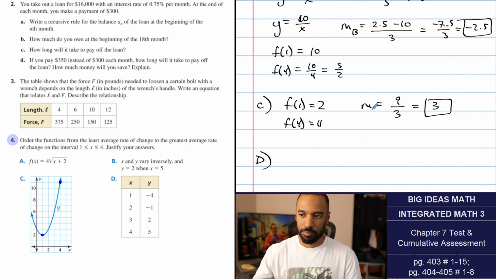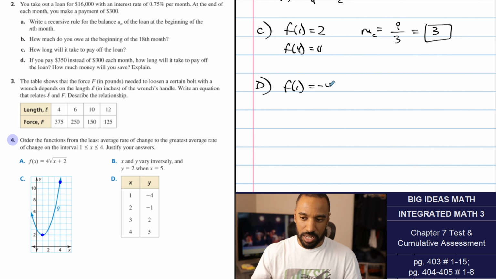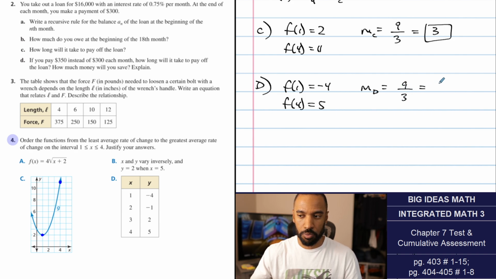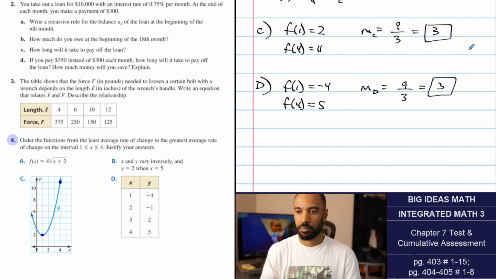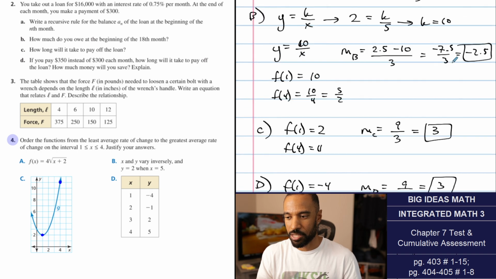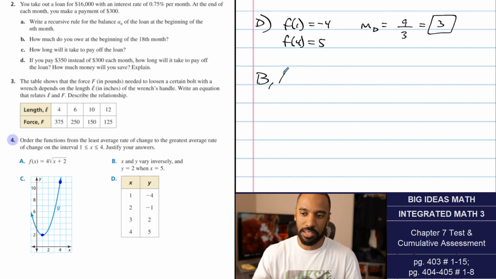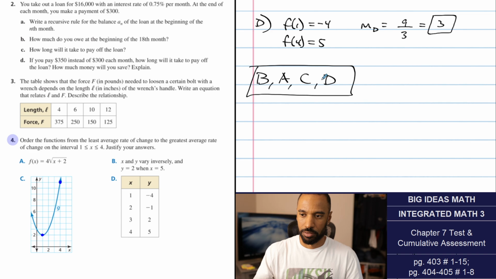And then D, f of 1, based on the table, is negative 4, and f of 4 is 5. That's also a rise of 9, right? From negative 4 to 5, that's a rise of 9 over a run of 3, which is also 3. So B is the smallest because it's negative, and then A is a decimal that's less than 1, and these are a tie. I guess those are just a tie, literally. So I'll just order it BACD or BADC, whichever one you like to put. But that is the order. C and D are tied.